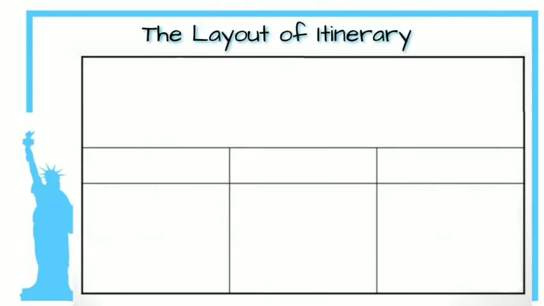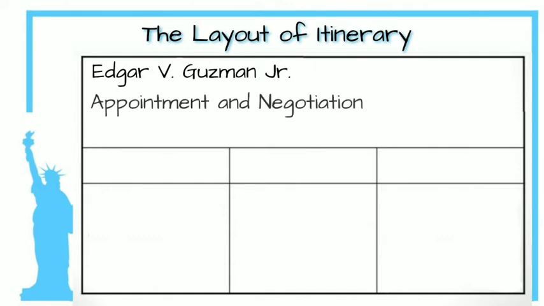The next is the layout of the itinerary. An itinerary could be presented in the following format. The first is the name of who is traveling. For example, I'm the traveler, so I write my name here. The next is the purpose of the trip. For example, I have an appointment and negotiation with my business partner. The next is the dates of travel. For example, today is my flight, so I write today's date.